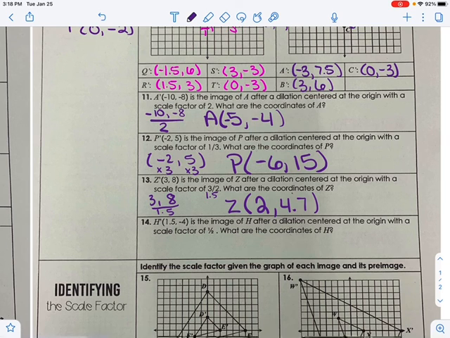And then H prime, number 14, is 1.5 negative 4, and we had a scale factor of 1/2 or of 0.5, which means our original was bigger. So I do need to kind of copy what I did in number 12 and multiply. So I should get 3 and negative 8. Because with that 1/3, in number 12 we multiplied by 3. In 14 it was 1/2. We would multiply by 2. Okay.